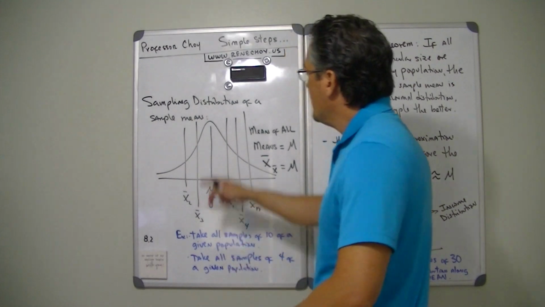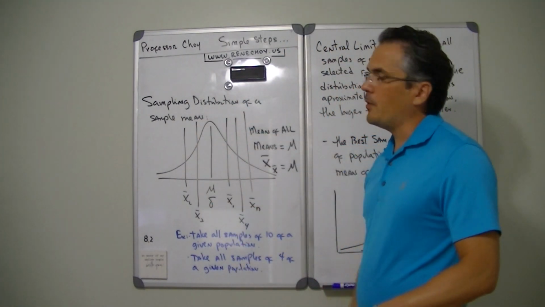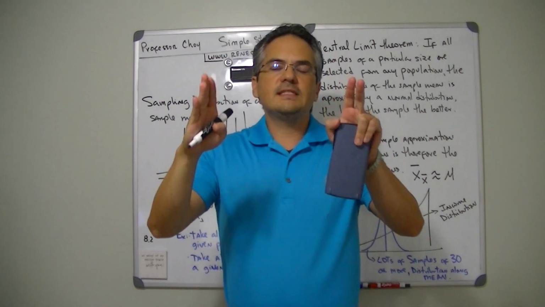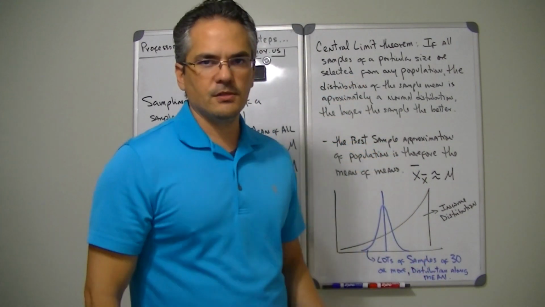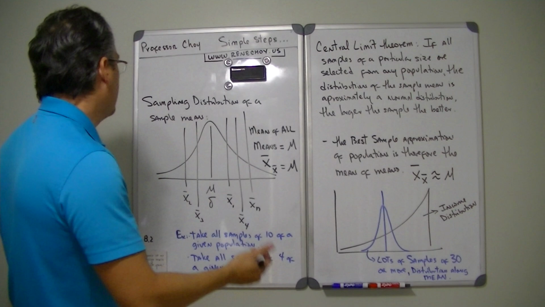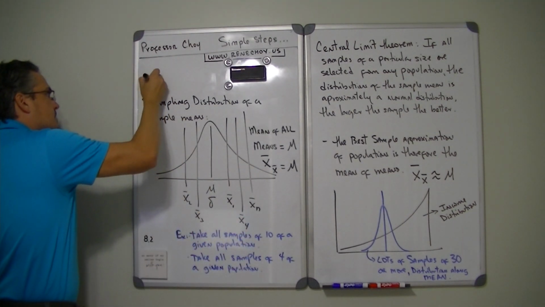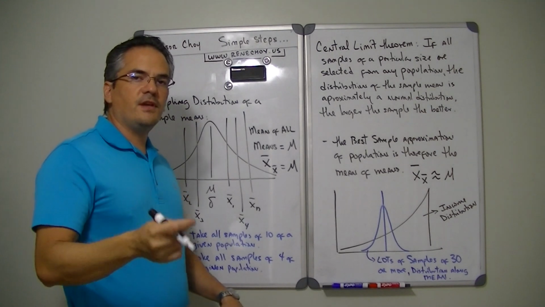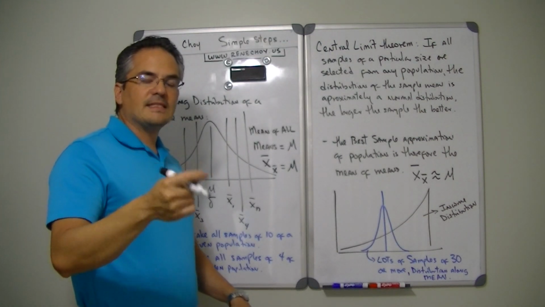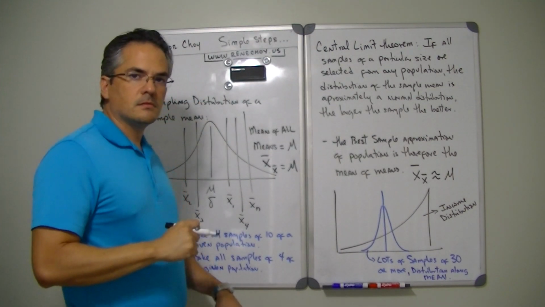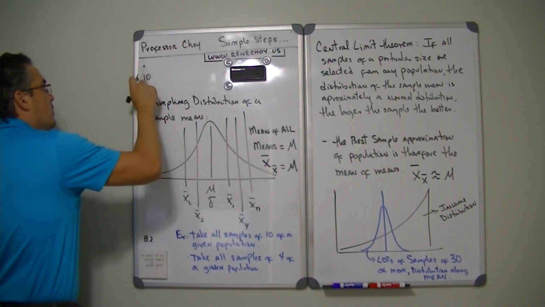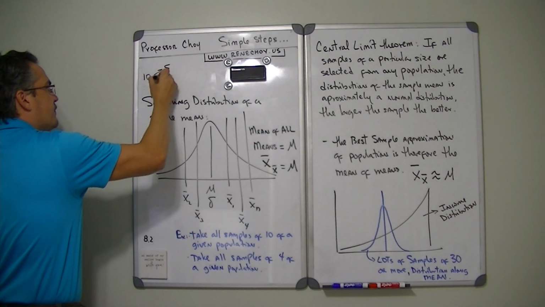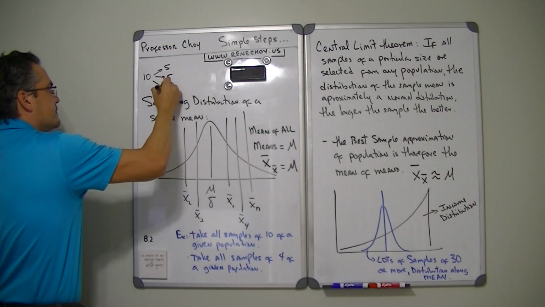Okay? So a sampling distribution of a sample mean is basically the distribution of all different sample means of a particular population. Now imagine that we have, say, 10 people in our population, and we're trying to collect different samples of 5.